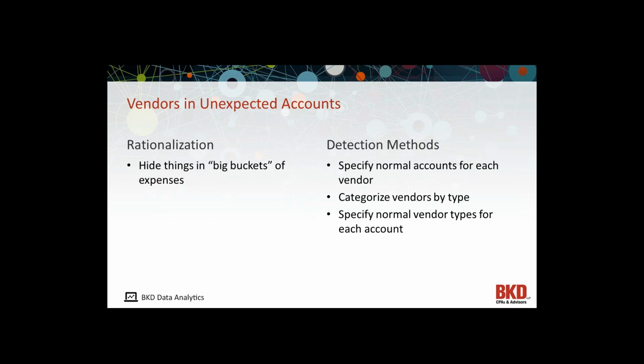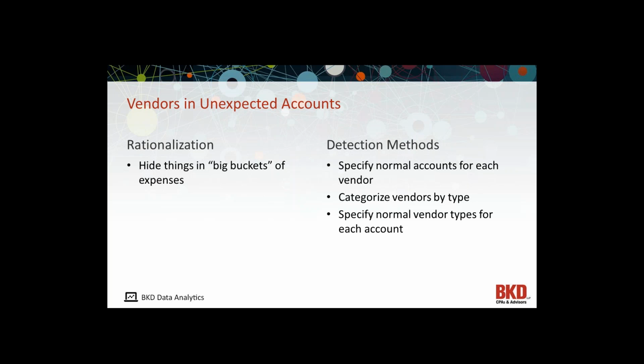So what we'd want to be looking for here is, does it make sense that a vendor has activity in a certain account? And for that matter, does it make sense that a certain account has activity from a vendor? So we can look at it from two ways, from the GL account side and then from the vendor side. One of the easiest ways to do this is my second bullet point on detection, and that's categorizing your vendors by type and having some kind of a system so you know what vendors are expected.